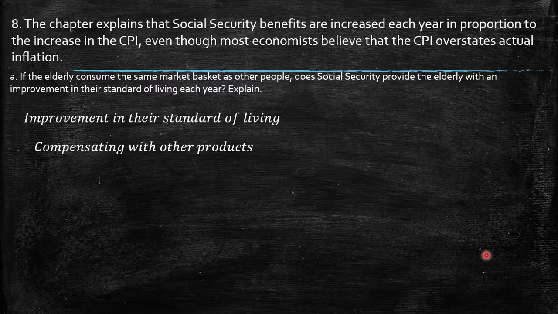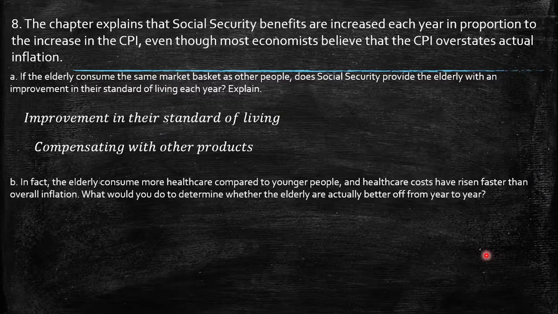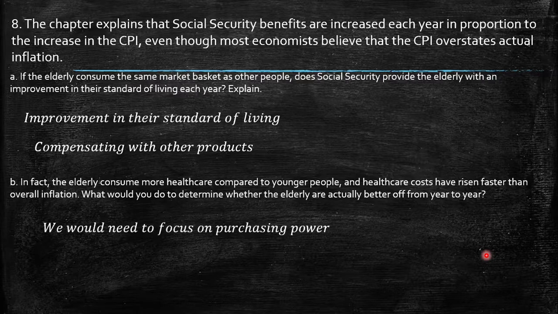You know that maybe instead of buying some products because they have increased more, those people can shift to other products that remain at the same price or are even cheaper. So maybe this substitution bias makes a difference with other people who receive maybe even less than the inflation. In fact, the elderly consume more healthcare compared to younger people, and healthcare costs have risen faster than overall inflation. What would you do to determine whether the elderly are actually better off from year to year?